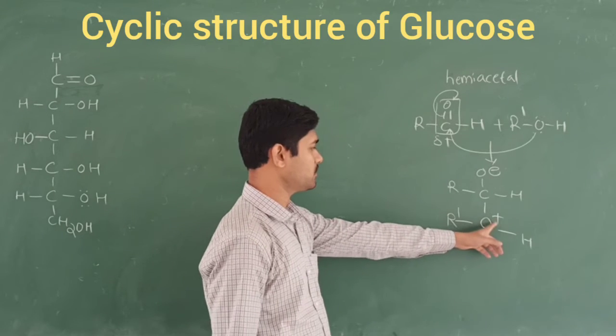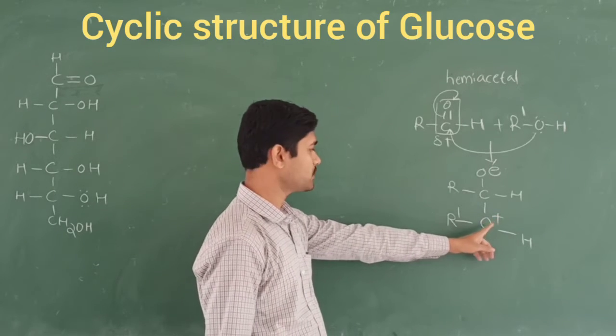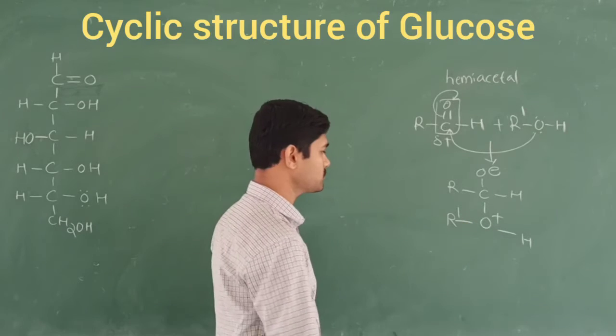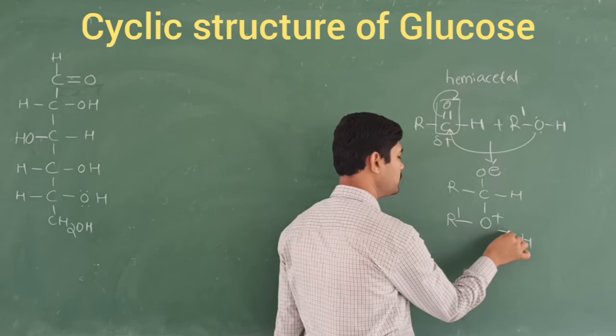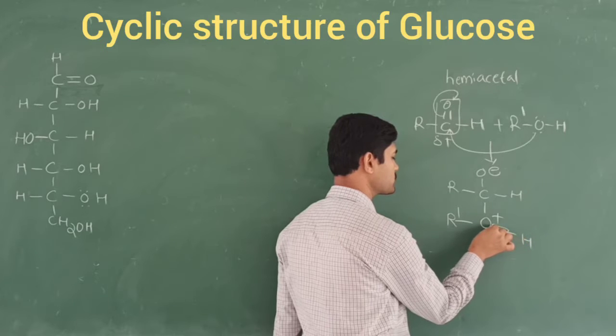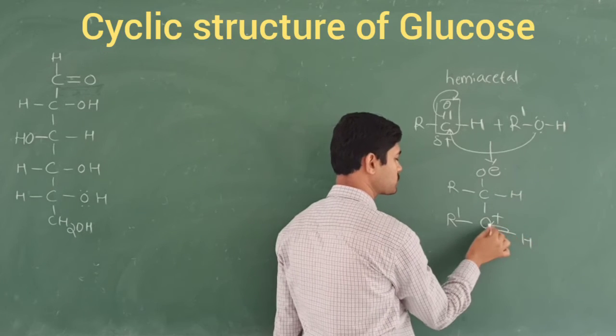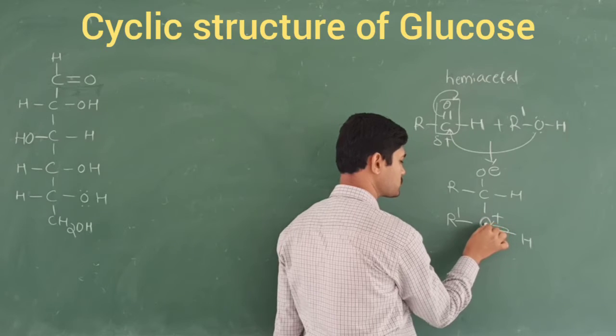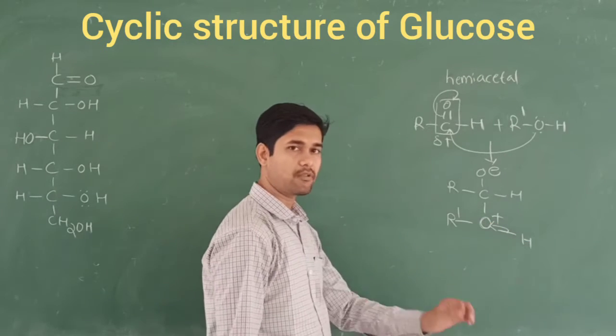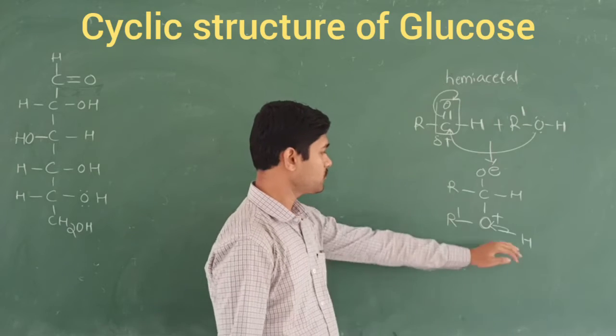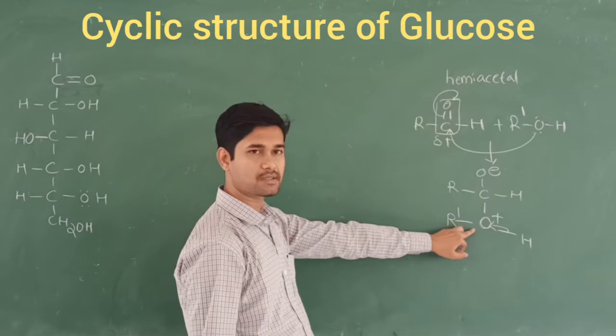Because oxygen is always divalent, now it is becoming a triple bond. So in order to make this stable, this bond migrates towards this oxygen in order to remove this plus charge. The oxygen, having the higher electronegativity, pulls the bond pair of electrons towards itself.